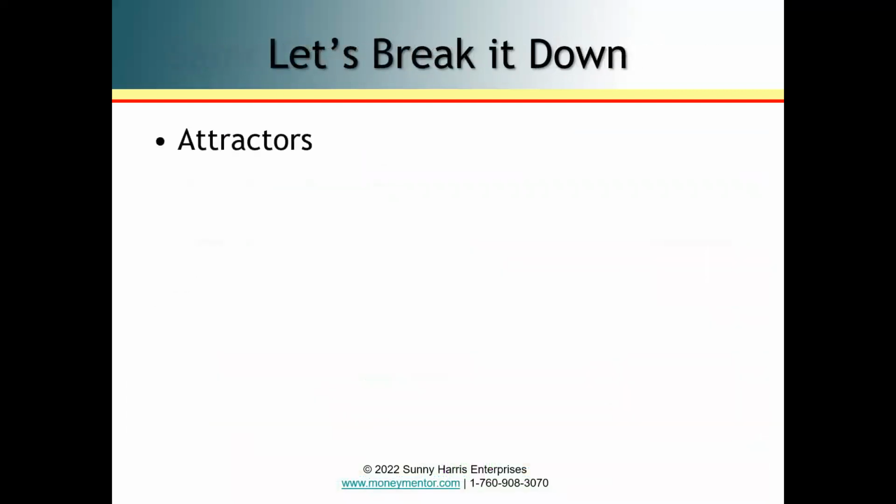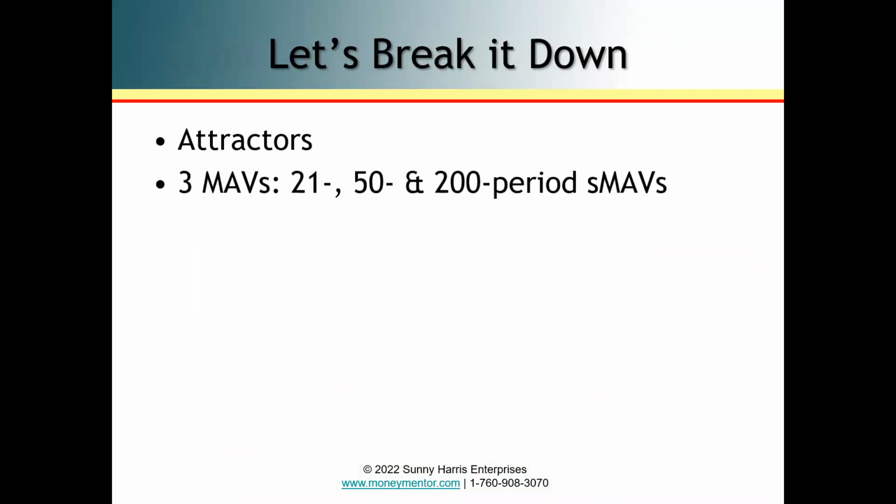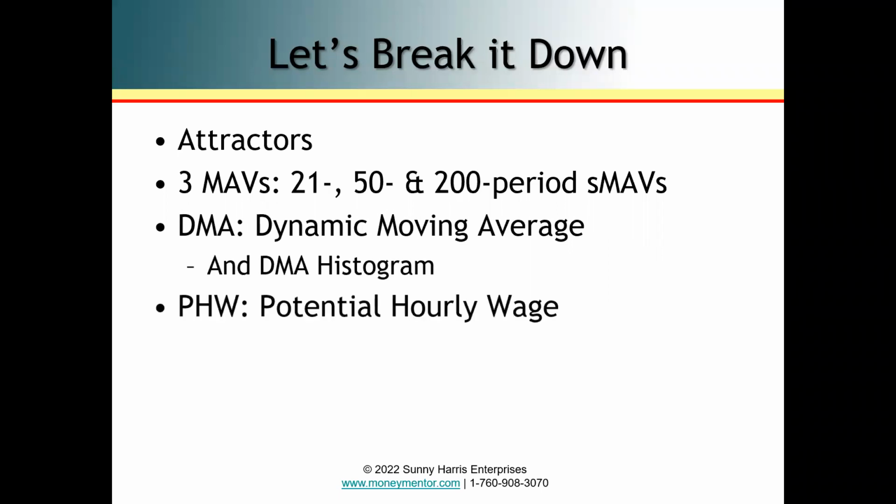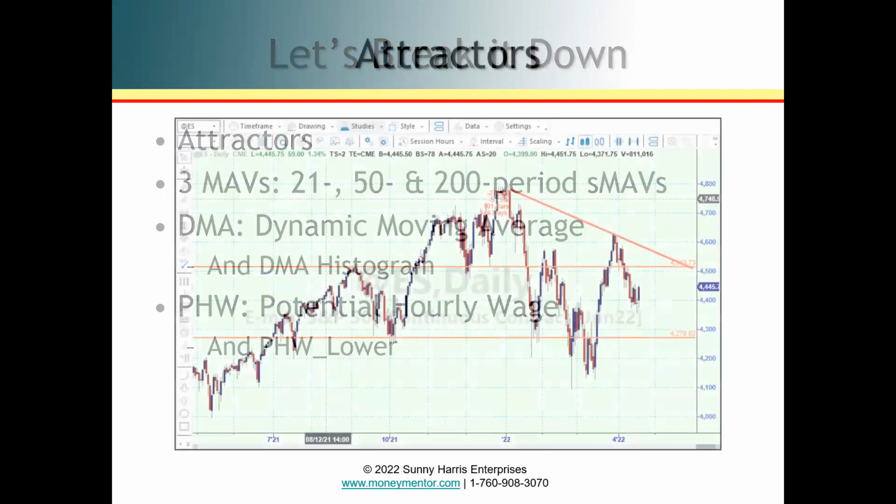So we're going to break it down. First thing I do is I draw attractors on a chart. Then I add 3 moving averages. I add my dynamic moving average and the histogram. Then I have something I call potential hourly wage. Now, all these are technical indicators. I have them for TradeStation and MultiCharts, though I am working on them for a few other platforms. And I add PHW lower. I'm going to show you that.